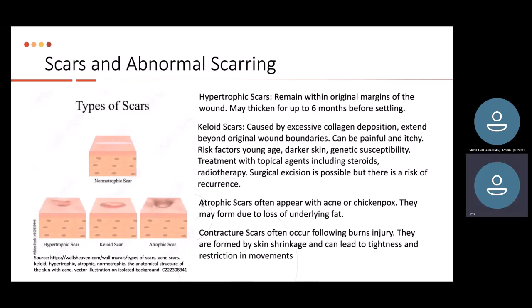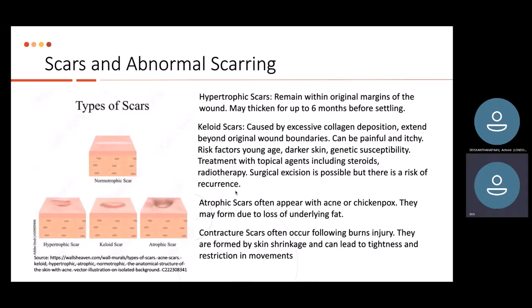Some of the risk factors for keloid scarring are young age, dark skin, and genetics. So if someone has already had a keloid scar, or someone in their family has had a keloid scar, it's something to be aware of. The way you can treat them is with steroids and radiotherapy, and generally surgical excision, while possible, you want to avoid, because you're basically creating a new scar for the keloid scar to form again. So yeah, I think if steroids and radiotherapy work, they're the first line really.